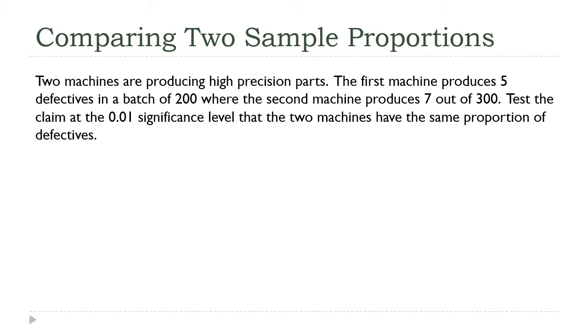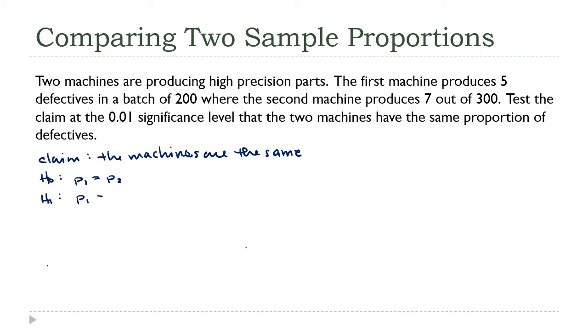So first, our claim is that the machines are the same. They're getting the same results. Our null hypothesis is what it always is. P1 is equal to P2. And for my alternative hypothesis, all I care is that they're different. It doesn't matter to me if one is greater or less than the other. All I need to know is, are they in sync, producing the same level of quality, or are they not?